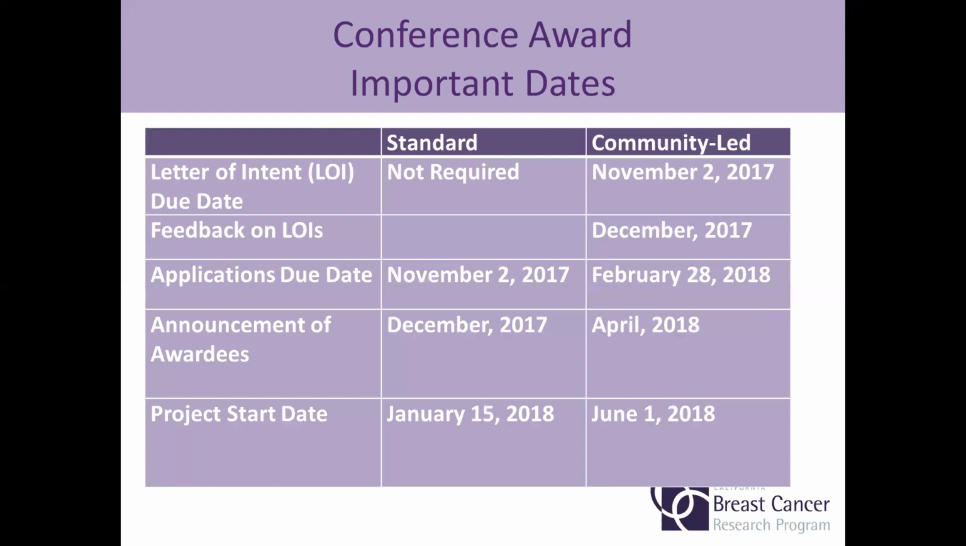For the Community-Led Conference Award, November 2nd is when the letter of intent is due. We'll be sending feedback on those letters of intent in December 2017, and the applications will be due February 28th, 2018. We'll announce the award, the funding decisions, by April 2018, and the grant will begin June 1st, 2018. It's the earliest that it can start.